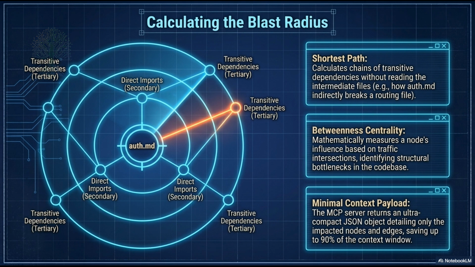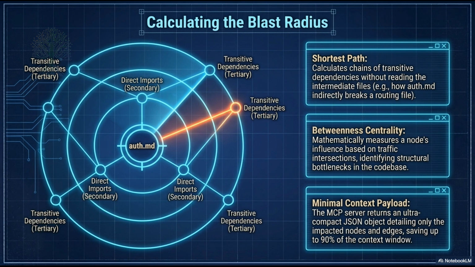Right. Which brings us to the third essential tool, minimal context. Okay, how does it work? When the blast radius calculation is done, the MCP server does not return the full text of all the impacted files. Because that would defeat the whole purpose and bloat the token window again. Exactly. Instead, it returns an ultra-compact JSON object that just details the nodes and the edges.